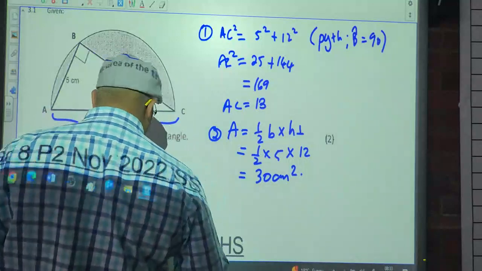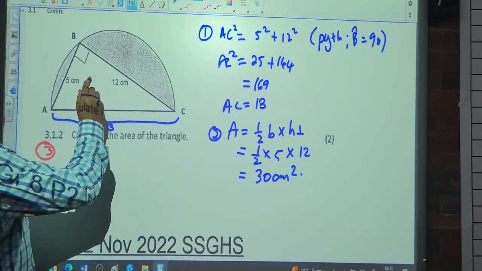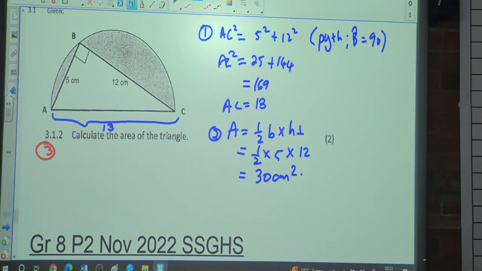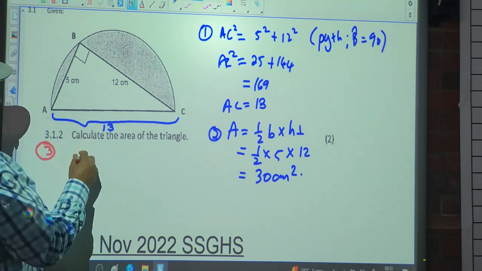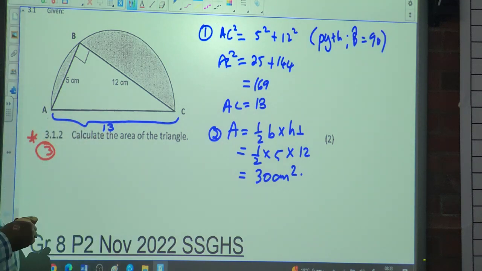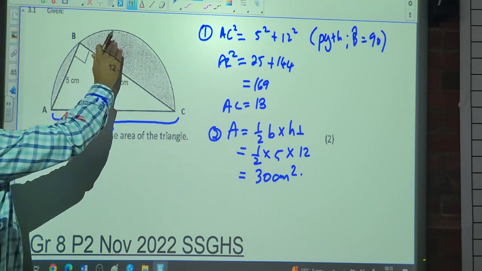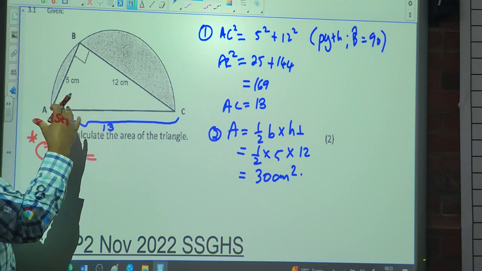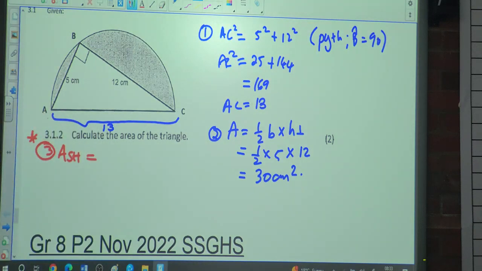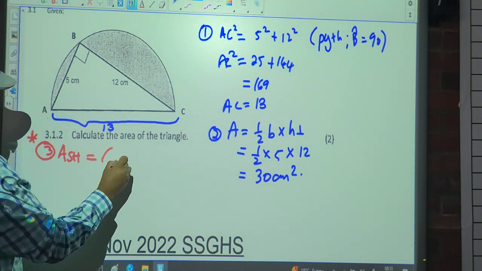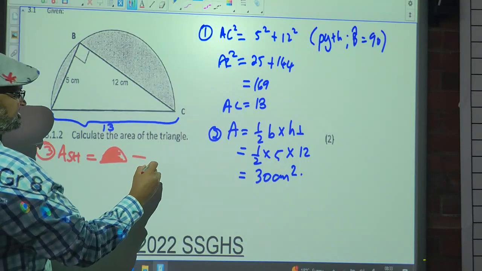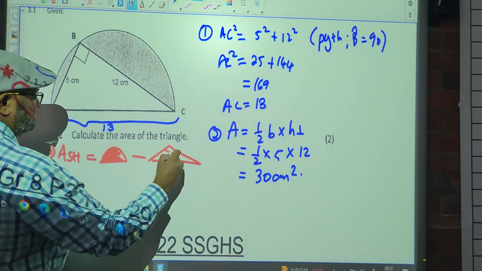I would have asked this question as well if I saw this paper: calculate the area of the shaded region. It's not asked yet, but how are you going to calculate the area of the shaded region? Which shape is the bigger shape, the semicircle or the triangle? Semicircle. So I'm going to say the area of the semicircle minus the area of the triangle.